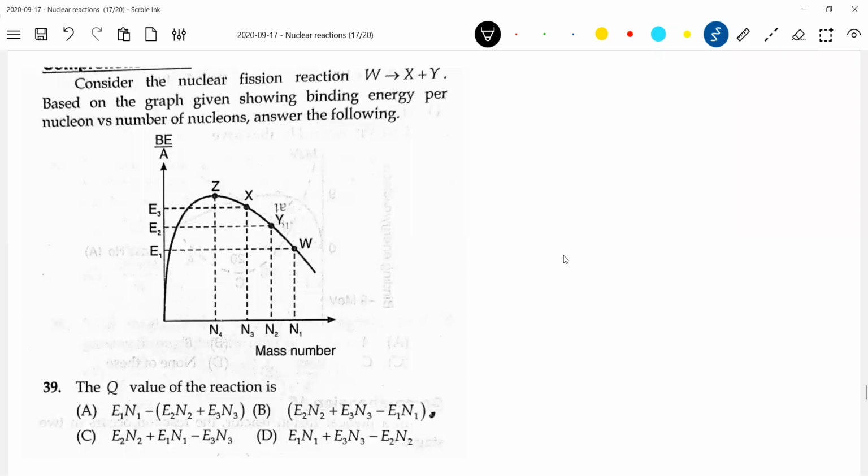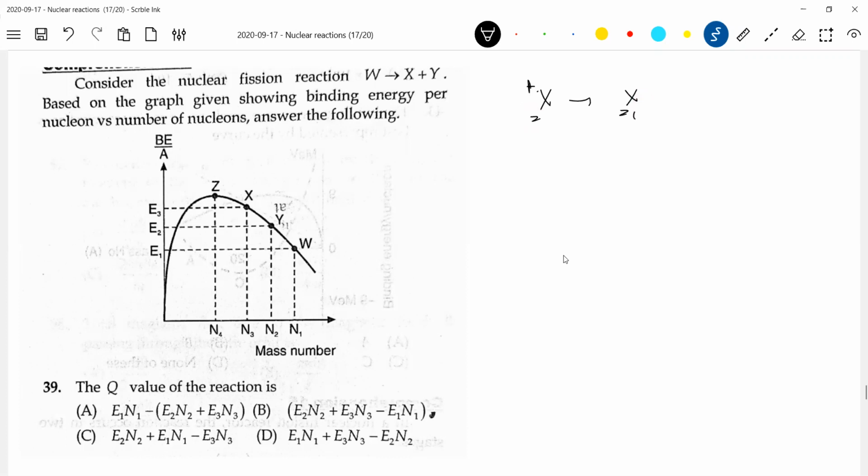By fission. What do you mean by fission? Where a heavier nucleus will split up into two lighter nuclei. That's called fission. So basically, what is a fission? If a heavier nucleus is there, it will break up into two lighter nuclei or middleweight nuclei.